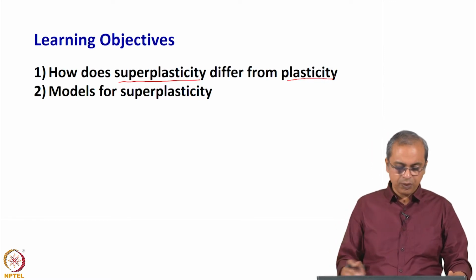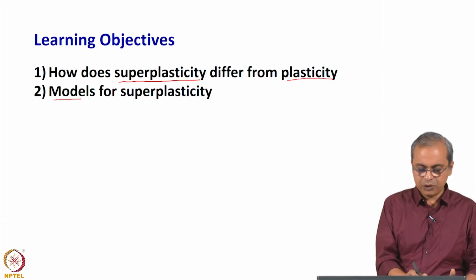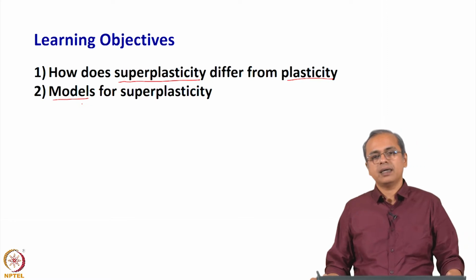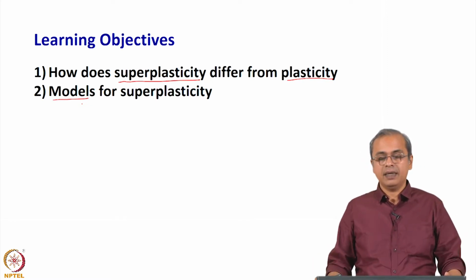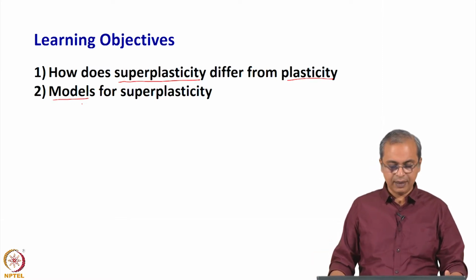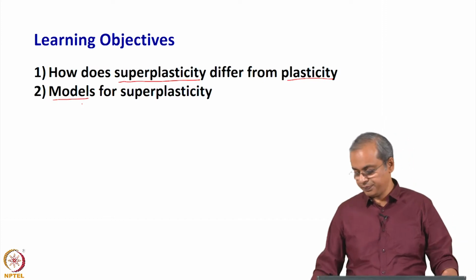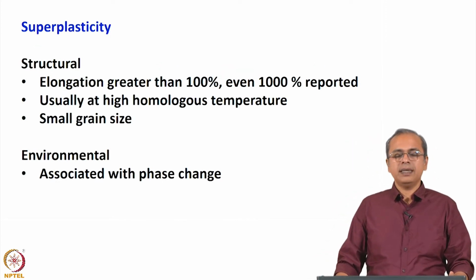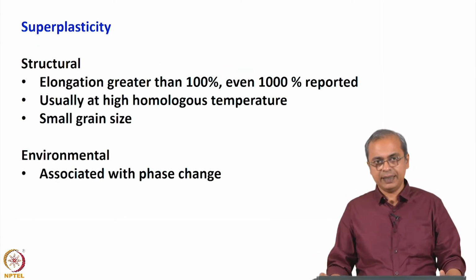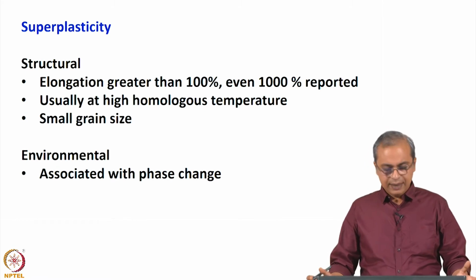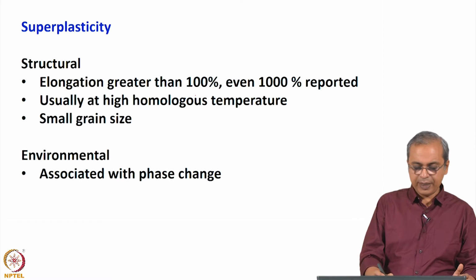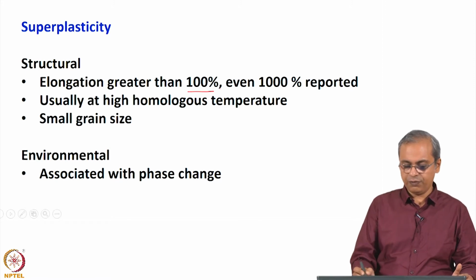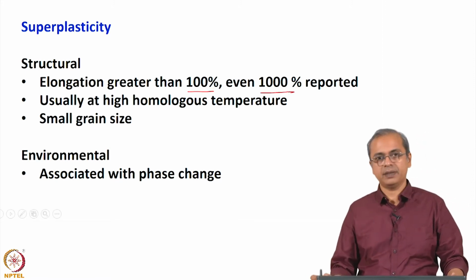I would also like to look at some models that people have proposed for superplasticity. How is this phenomenon happening at the material level that you see something at a macroscopic level. So this is the idea that we would like to pursue. Okay, so let us look at the idea of superplasticity itself. Generally this is looking at the possibility that you can have an elongation of 100% or even 1000%.